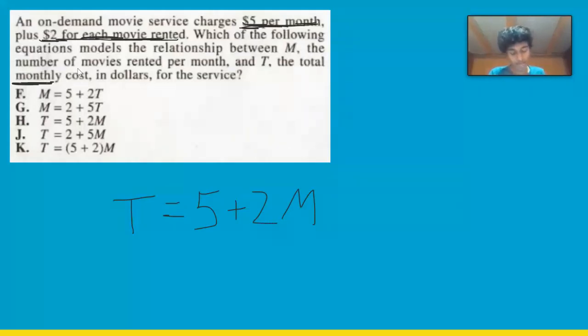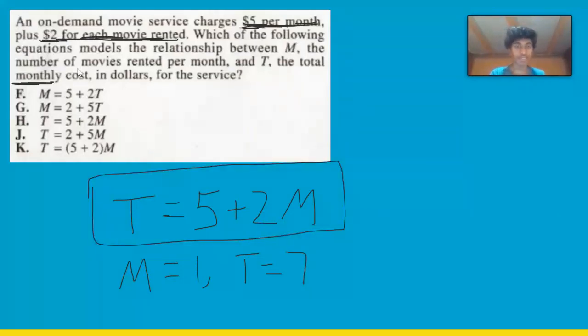Say if M is 1, what is T? If M is 1, then T would just be 5 plus 2 times 1. If M is 1, T would be 7. This should make sense because you have a flat fee of $5, and you rent one movie, so you pay an additional $2. So 5 plus 2 is 7. So this right here would be our mathematical representation of this scenario. So our answer is choice H.